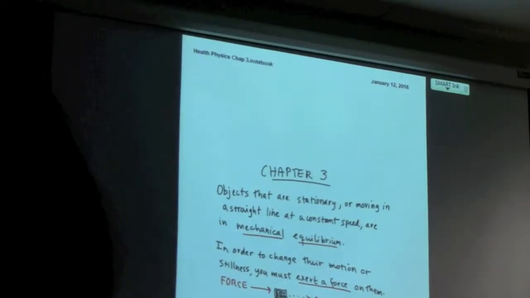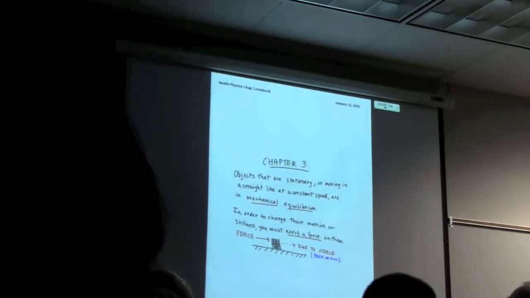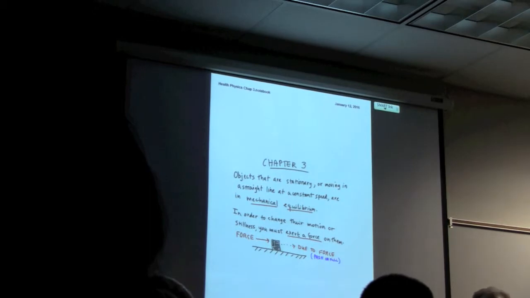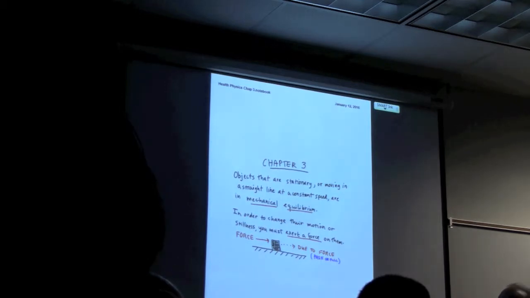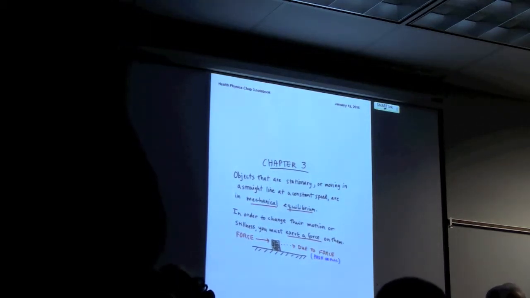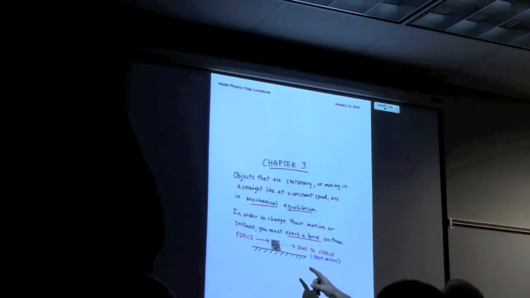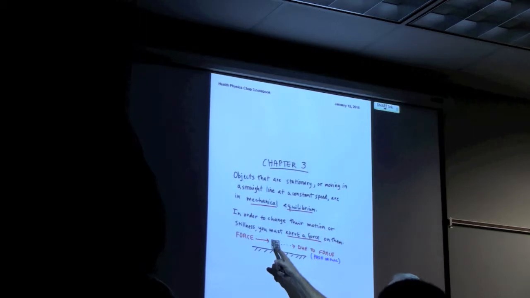Objects that are stationary or moving in a straight line at a constant speed are in what's called mechanical equilibrium. We're going to talk about that in more detail. And in order to change their motion, you have to exert a force. This is what I was saying before about a net force. In other words, if you're going to push on something here and there's no force pushing in the other direction, this object will move. Okay?